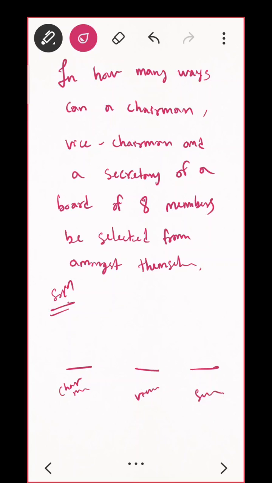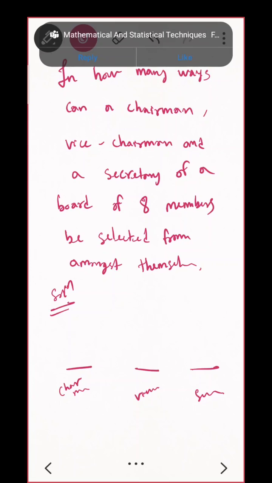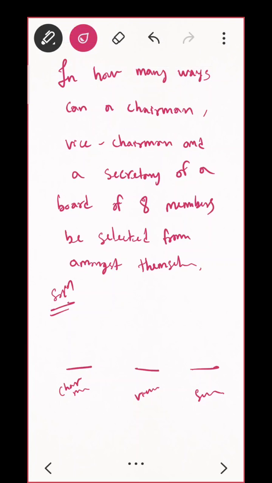Can you tell me in how many ways this can be done? Anyone? 336. Okay. Can you tell me how you got that number? Perfect. Very nice. And for the third, same thing. One person cannot have two positions, so that's why. Everyone, do you agree with her? Good. So you can write it.